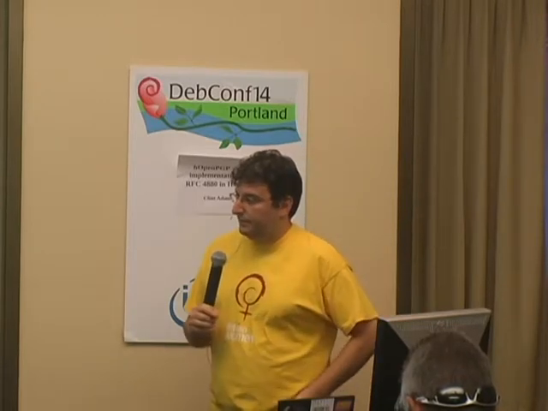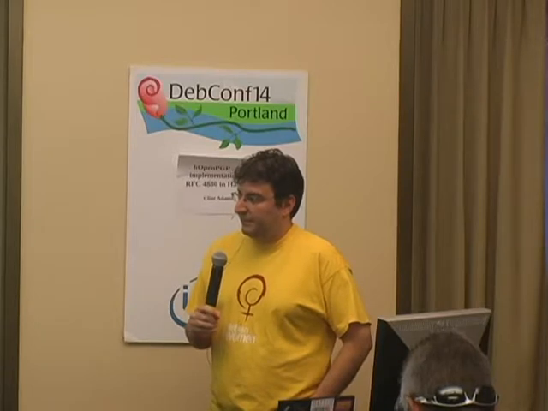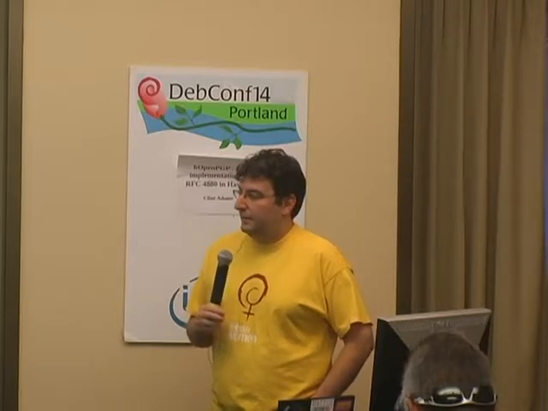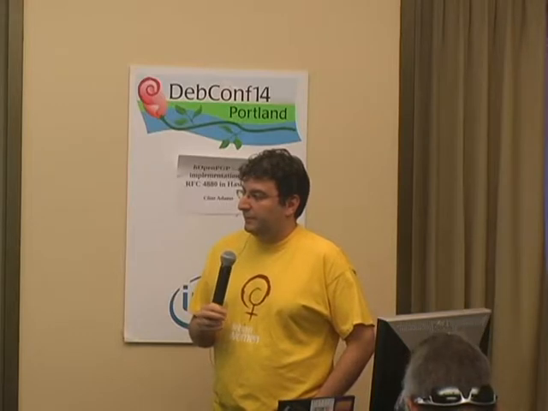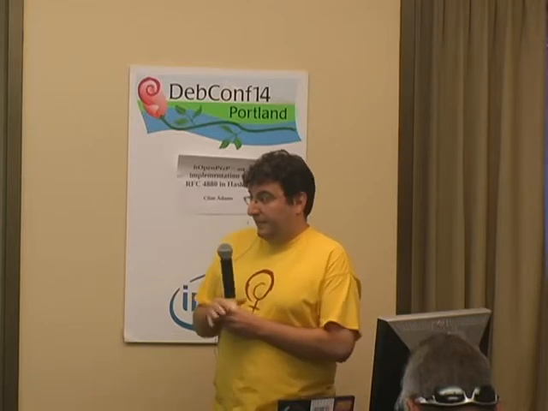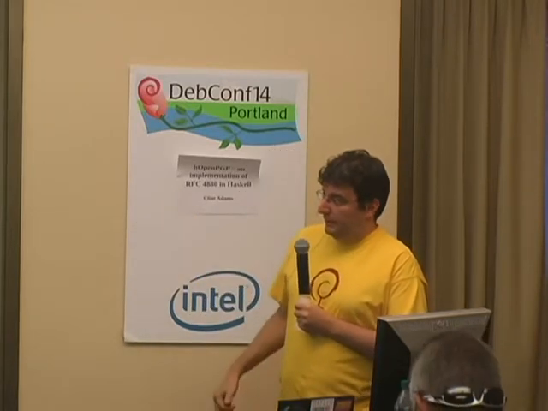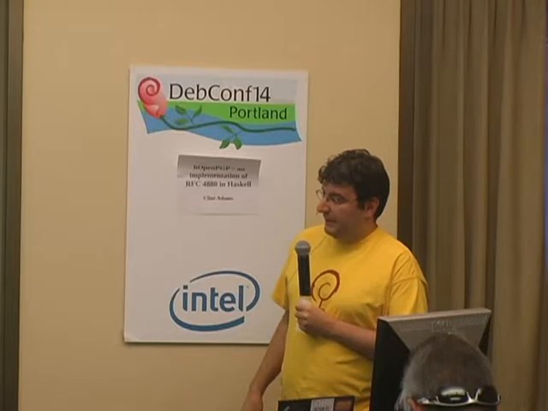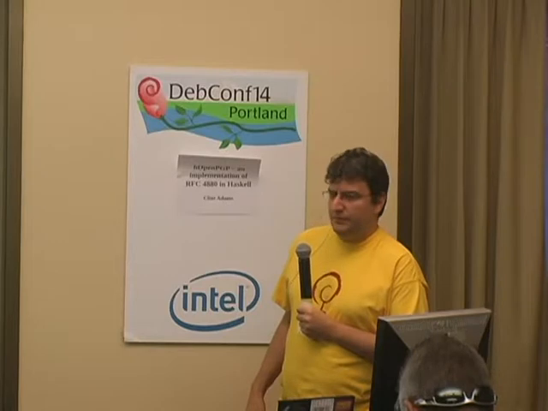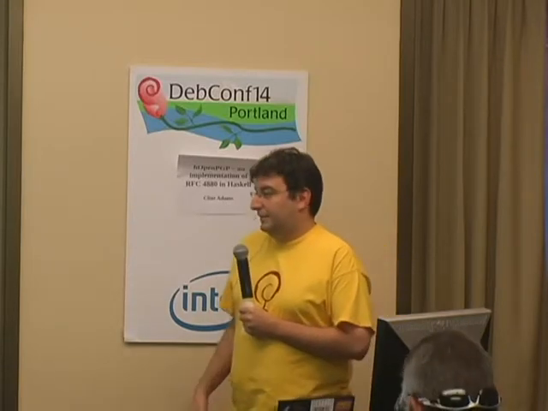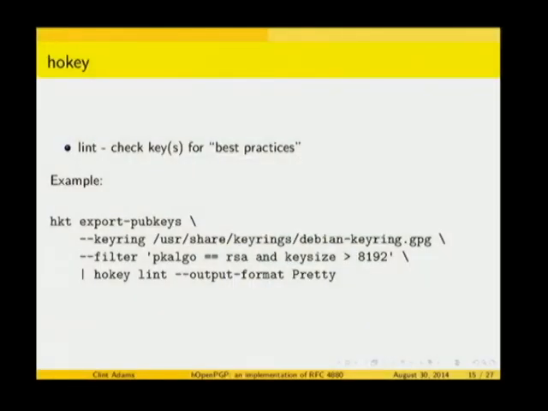If you read any of the messages on Debian Project where I posted some statistics, they came from the JSON output and post-processing with JQ. So this example will export all RSA keys greater than 8K from the Debian keyring, which I think is just one or two, and complain about how his expiration date is too far in the future.